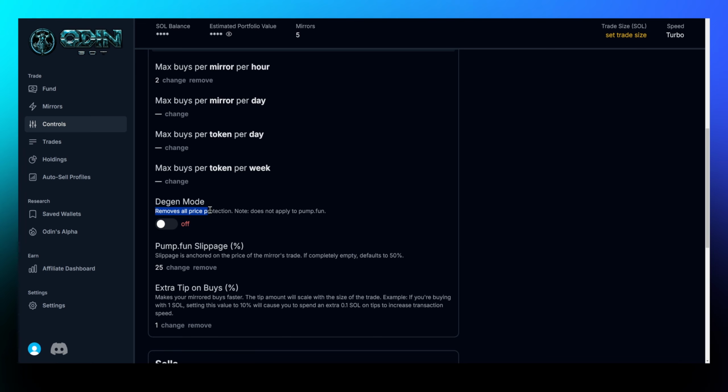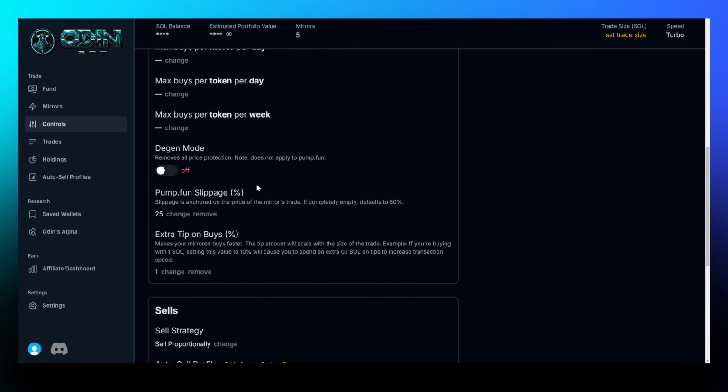Moving on to the Gen mode, it's a very useful feature when you want to keep a more secure trading strategy. If you enable it, it's going to remove all price protection, but it's not applied to Pump Fund, which means that you're going to be copy trading the mirror wallet regardless of its buying sizes, price impact, and so on. Be very careful, because if you don't know what you're doing, I would recommend you to keep this disabled.